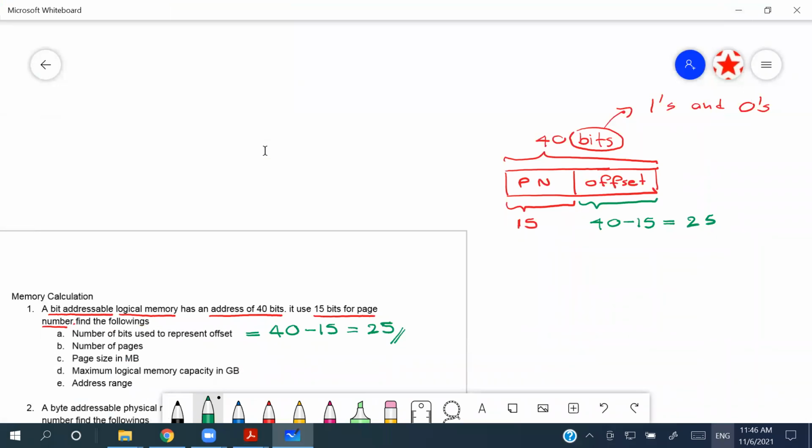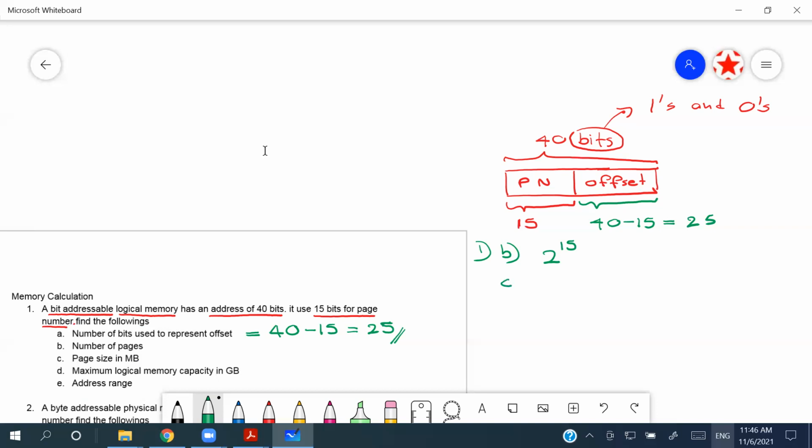So how are we going to give the answer for part B? This is question number 1, part B. The number of pages is going to be 2 to the power 15, that is 2 to the power of the number of page number bits. And since 2 to the power 15 is a big number, you don't need to solve it out. Like last week with 2 to the power 13, don't convert this into a decimal value. Just keep it as it is, 2 to the power 15.